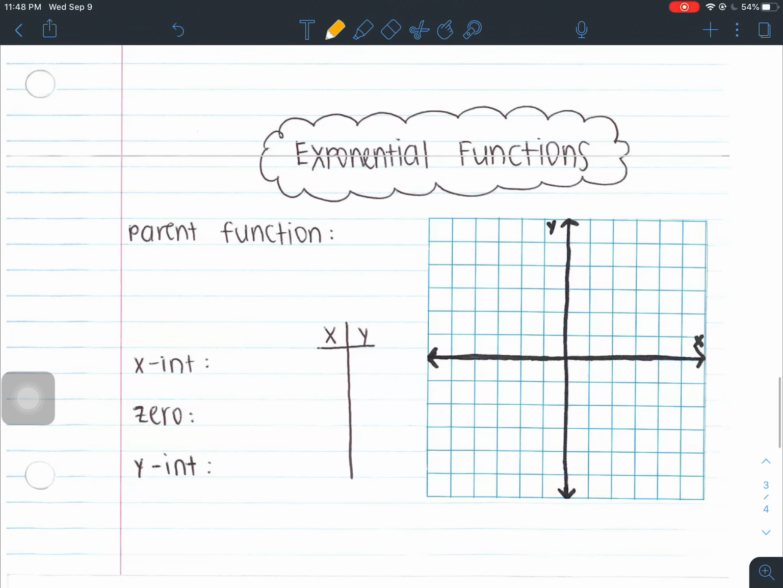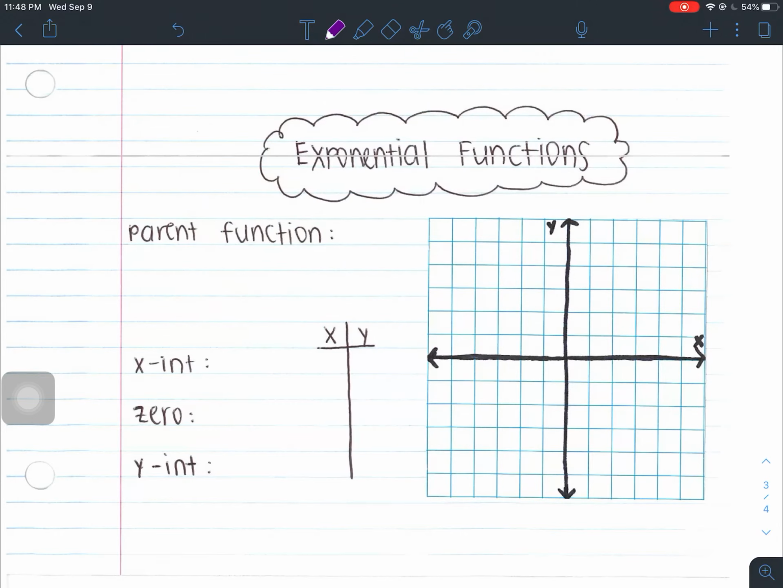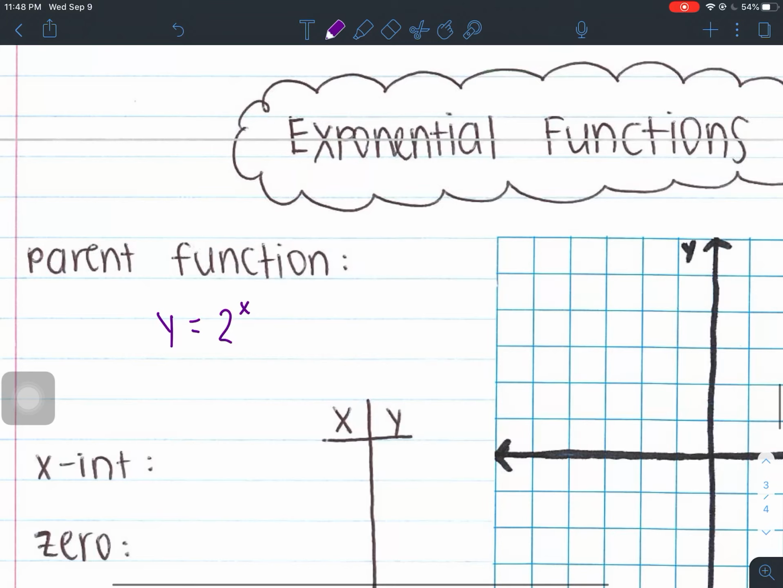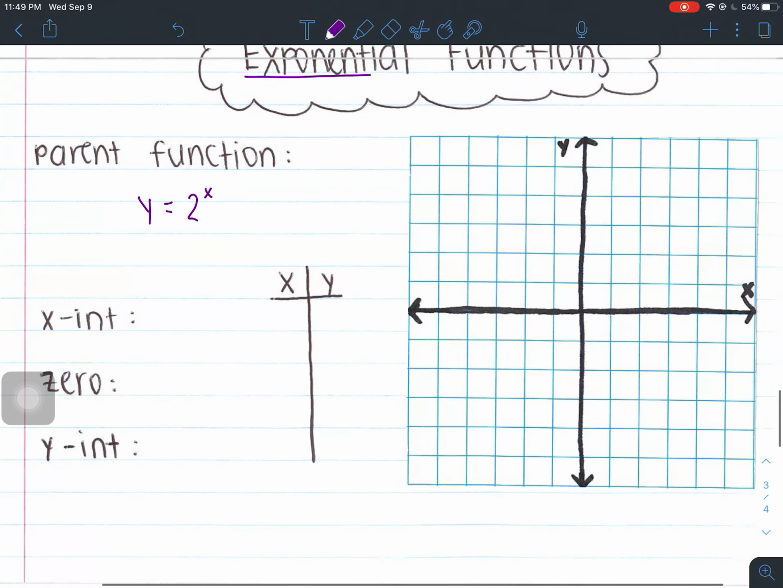Okay, so then lastly, we're going to move on to our final parent function, which is the exponential function. So the exponential parent function is y equals 2 to the power of x. Now, like I said earlier in the very beginning, the key word here is exponent. And the reason why the keyword is exponent is because if you look at your exponent, it is not a number, it is a variable. So that's super important because it's not normal. It's completely different from what we're used to.